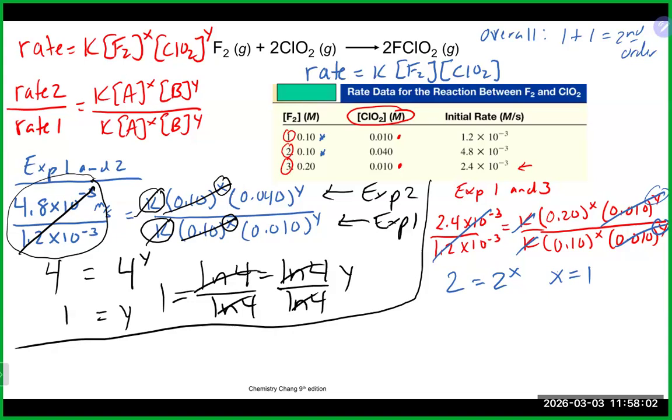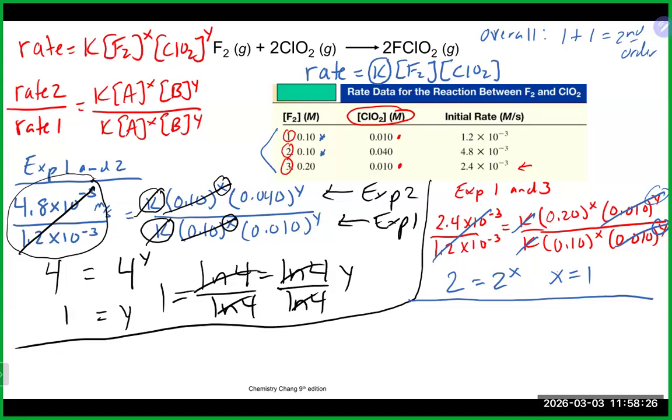At this point, once you figured out the orders, you can now actually figure out what is the value of the rate constant because that's the only thing you don't have. So at this point, what I could do is figure out what is the actual value of the rate constant. Now, where am I going to get all that information from? I'm going to get that information from the table here.